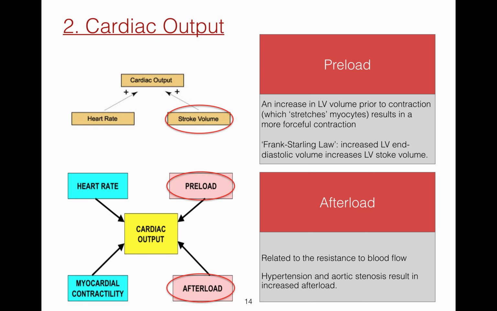And afterload. Stroke volume is also influenced by afterload, which is related to the resistance to blood flow. Hypertension and aortic stenosis result in increased afterload and mean that more pressure must be generated by the LV in order to maintain stroke volume.